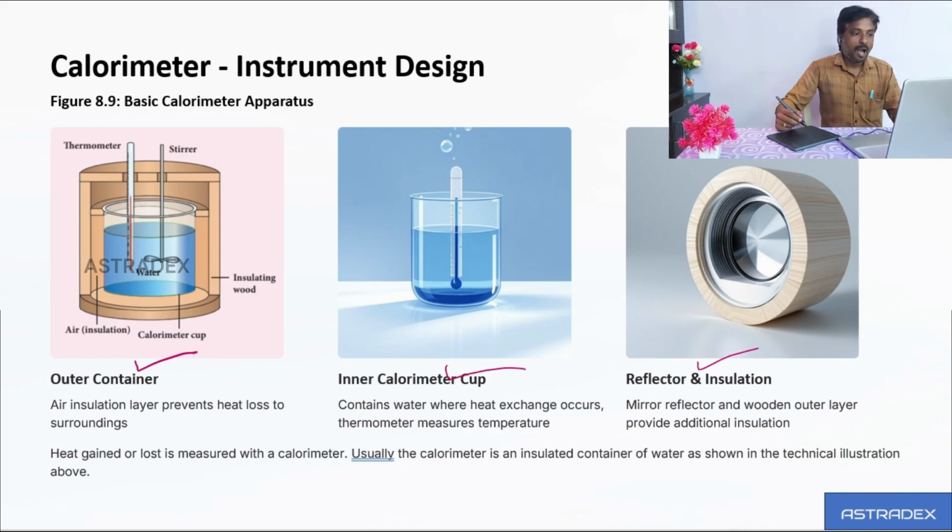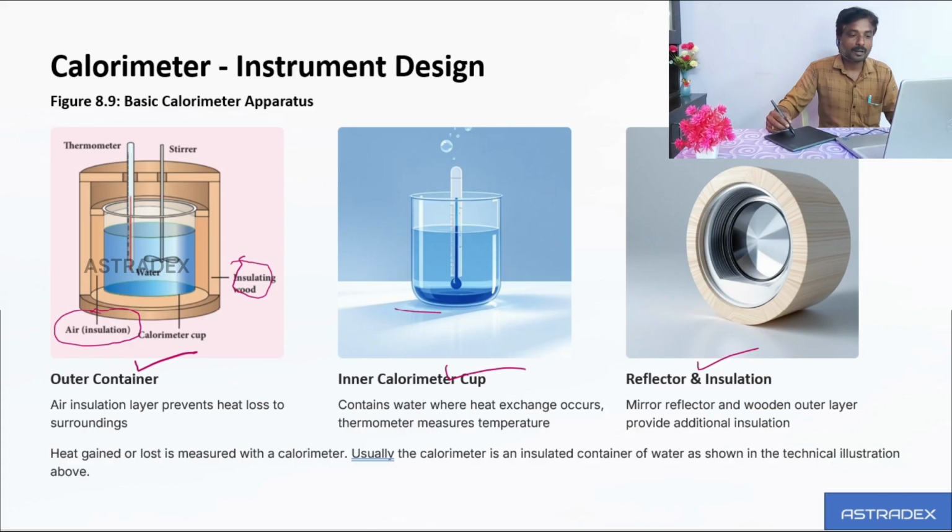Here the outer container is made up of insulating wood, and inside the insulating wood an air layer is spread. Both the insulating wood and the air insulation provide insulation to the calorimeter. That means it prevents heat loss to the surroundings. Inside the air insulation layer, the inner calorimeter cup will be placed.